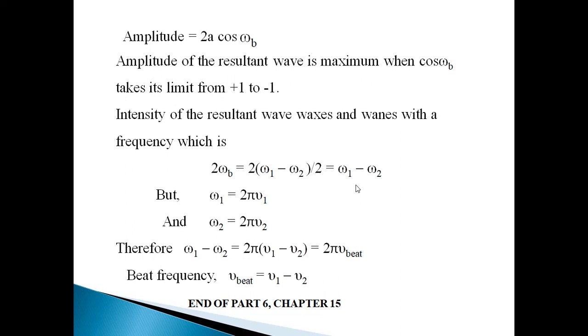But omega 1 is 2 pi into nu 1 and omega 2 is equal to 2 pi into nu 2. So omega 1 minus omega 2 will be 2 pi into (nu 1 minus nu 2), the difference in frequencies of the two waves, and that is called the beat frequency, 2 pi into nu beat. So the beat frequency nu beat will be equal to nu 1 minus nu 2.